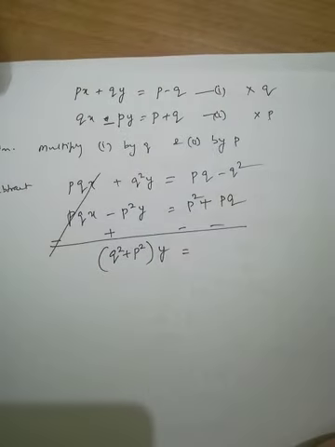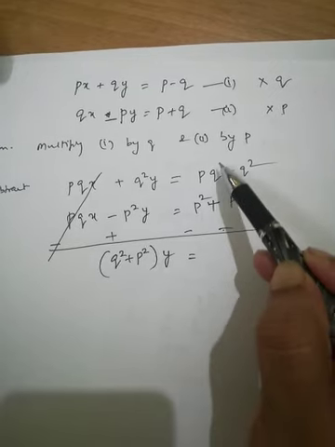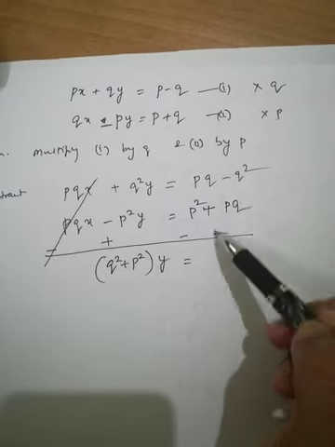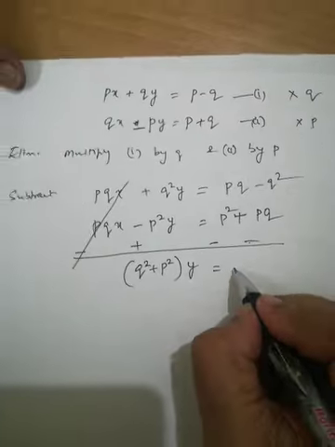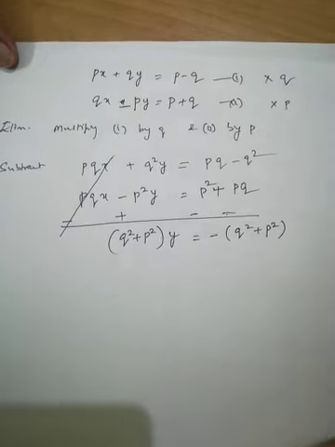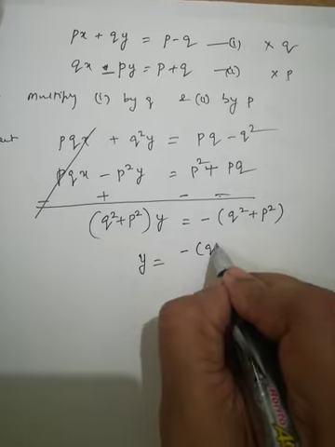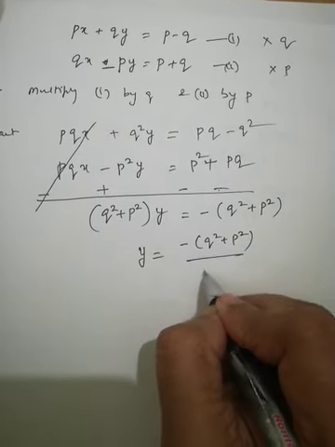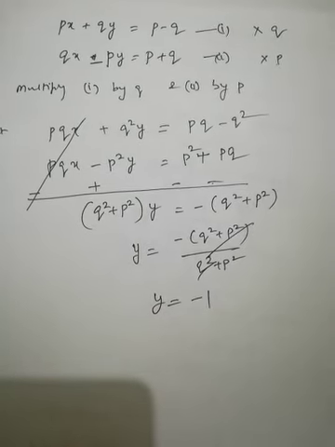Okay, and here you see, PQ minus PQ will cancel, right? PQ minus PQ will cancel. You get minus Q square and minus P square. So minus will be taken common and you get Q square plus P square. So y will be equal to minus Q square plus P square divided by this. So y we have got minus 1.